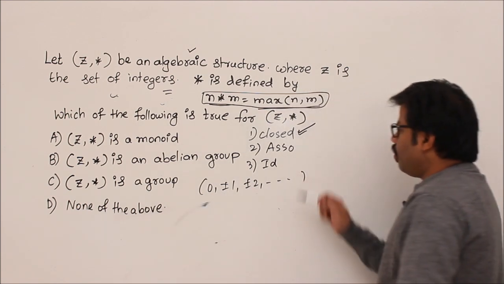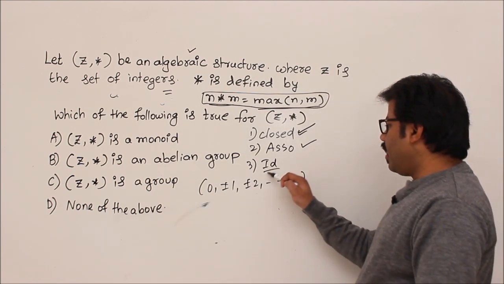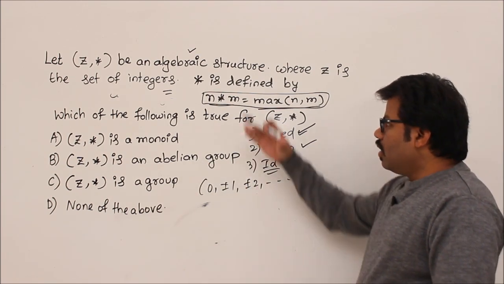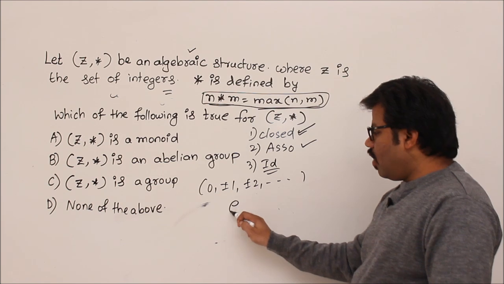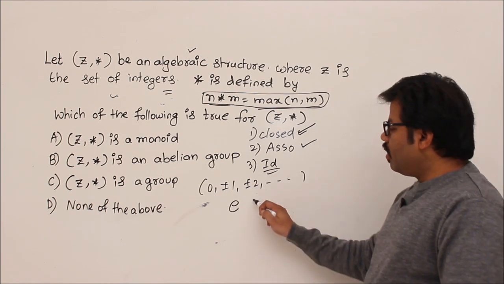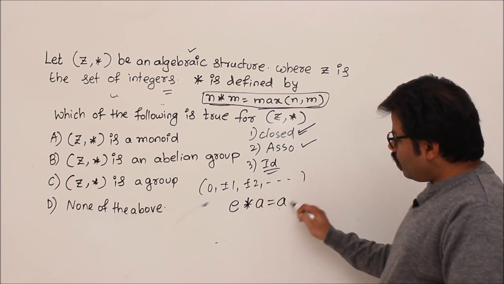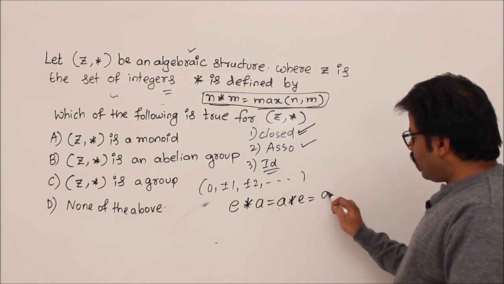Finally, we proved that it is associative. Now we'll come to identity element. What is the property of identity element? Let's say in this Z star there is an identity element called E. What is the property of identity element? E star A equal to A star E equal to A. We have to prove it.